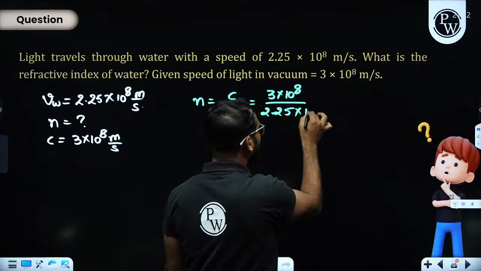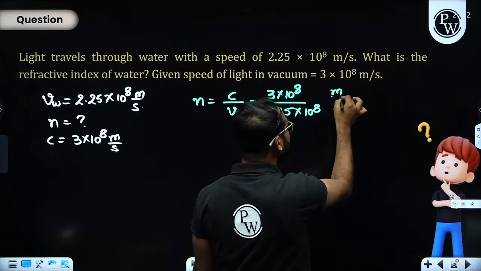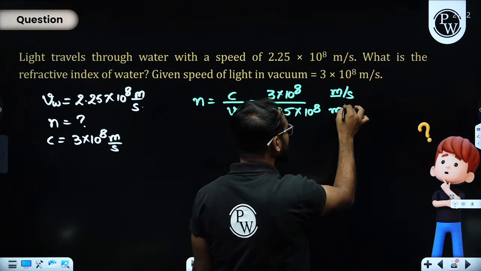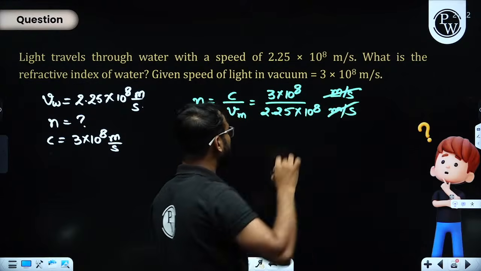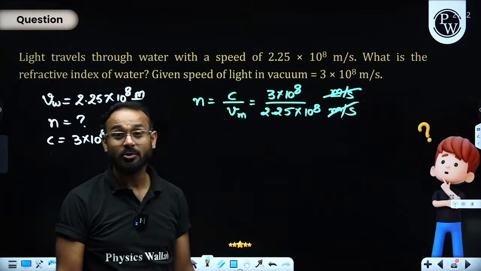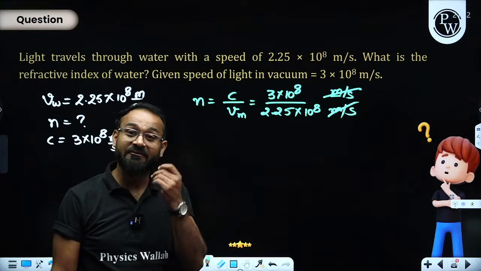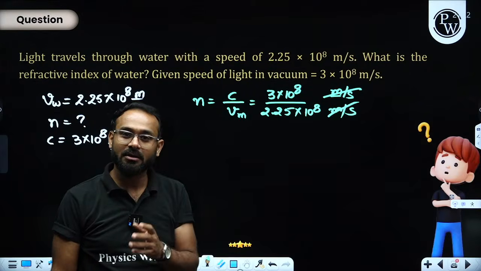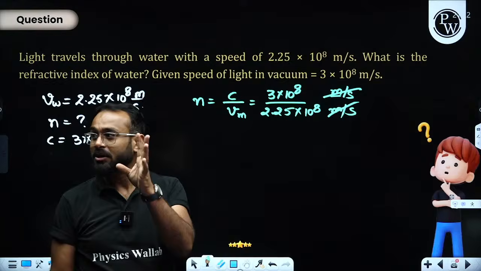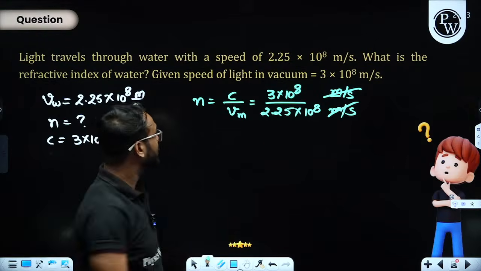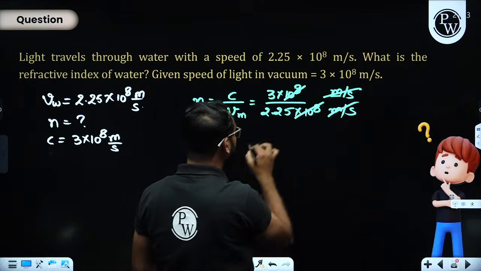2.25 times 10 to the power 8. Both are in meter per second, so the units are going to cancel out each other. That means the refractive index does not have any unit. There is no unit. 10 to the power 8 and 10 to the power 8 cancel.